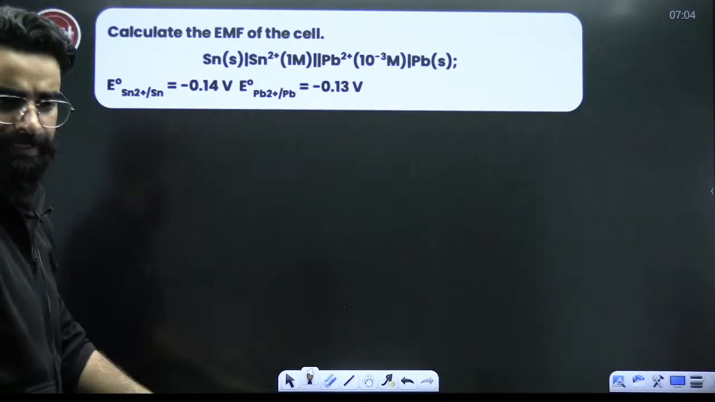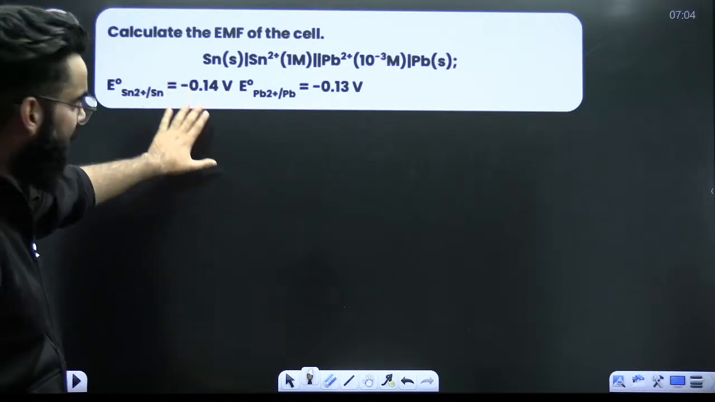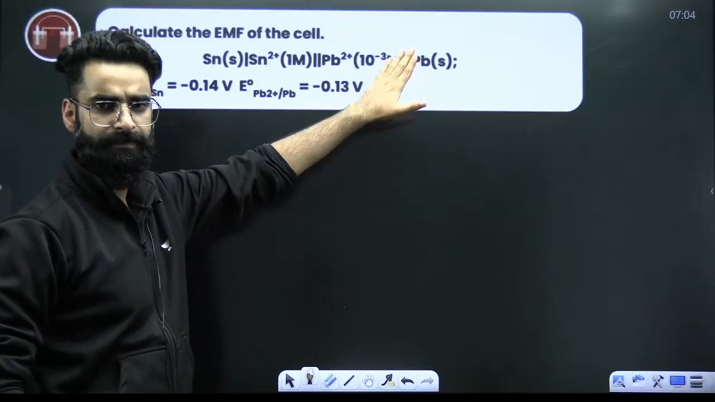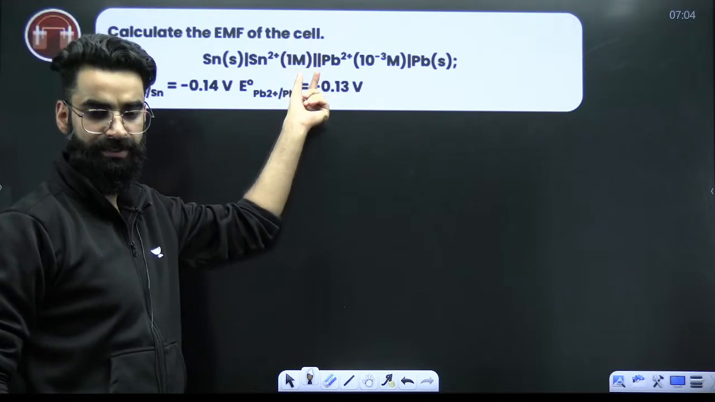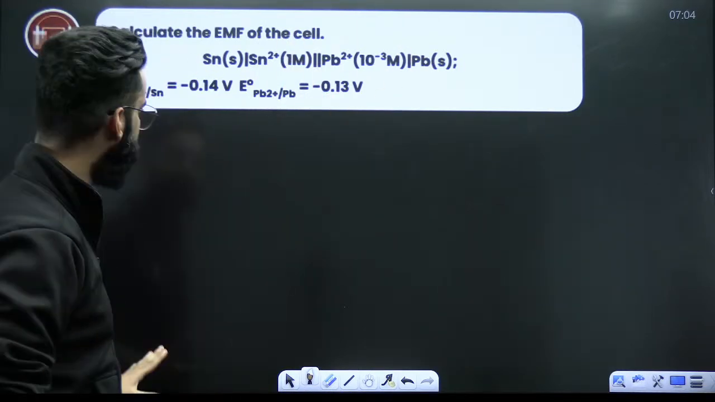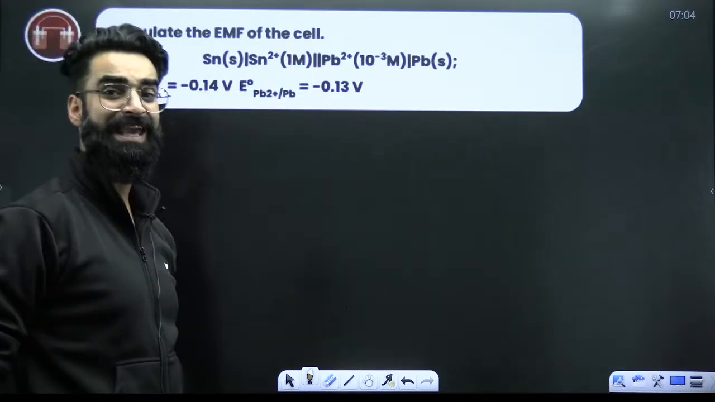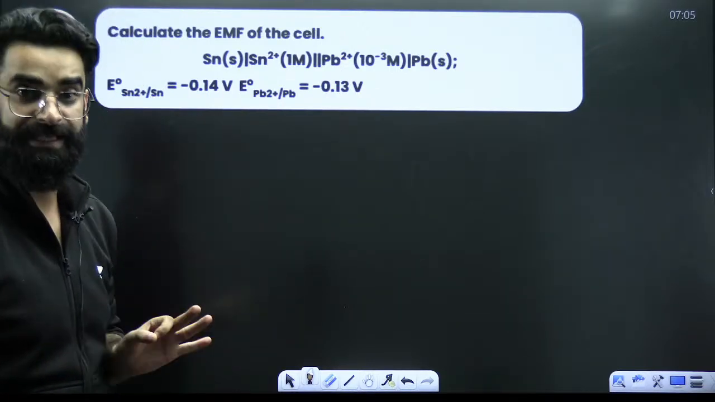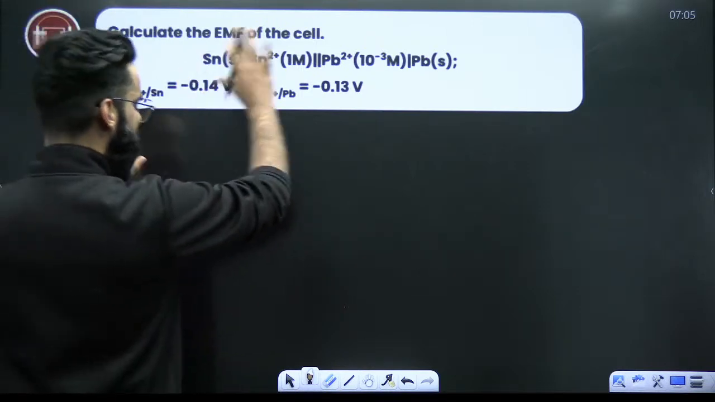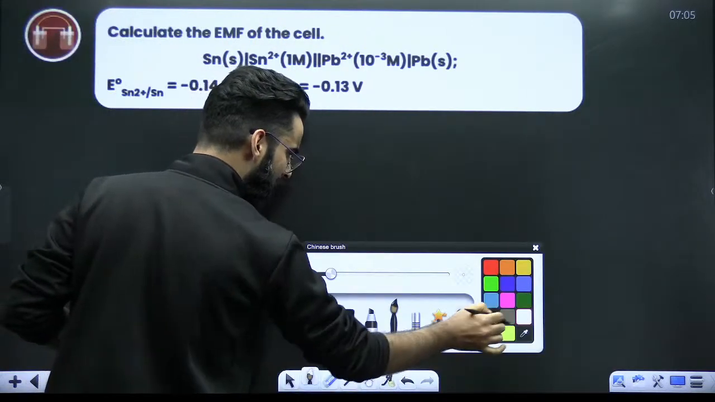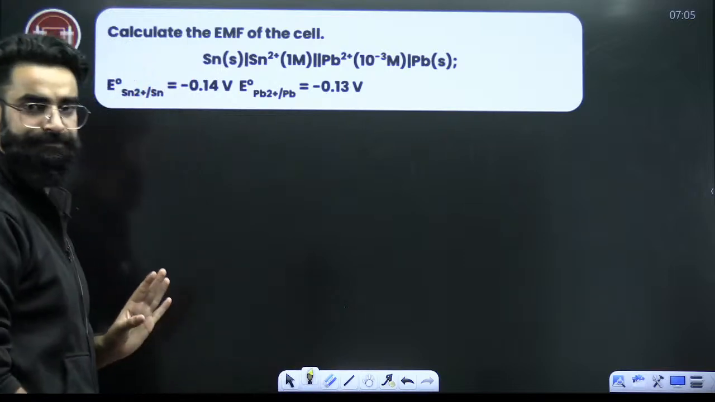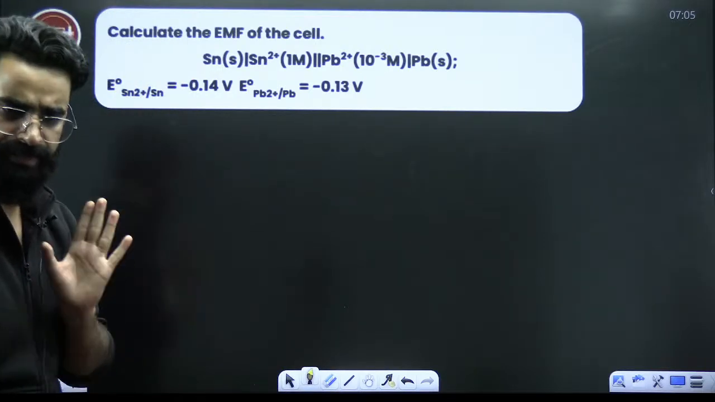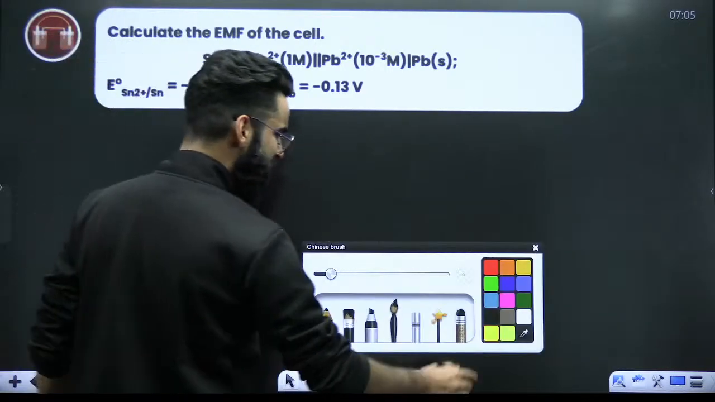Calculate the EMF of the cell. You are given a cell in which you have used two electrodes, which are separated with the help of a salt bridge. Anode, cathode, right? Now you are supposed to calculate the EMF of this particular cell. My dear students, it is one complete cell, and you already know how we calculate EMF of a complete cell. We do it with the help of Nernst equation, and you exactly know the steps to be followed.